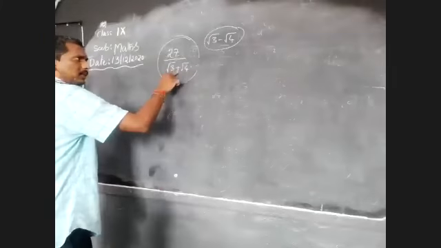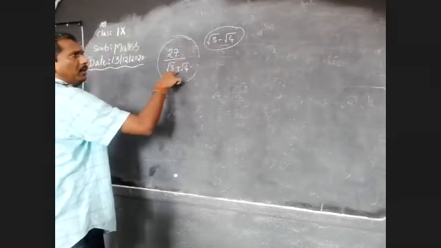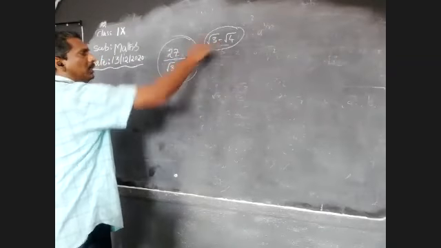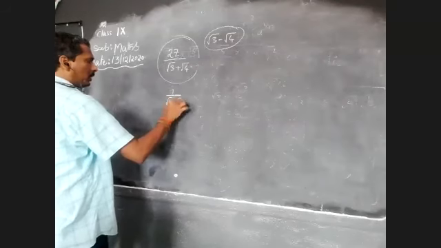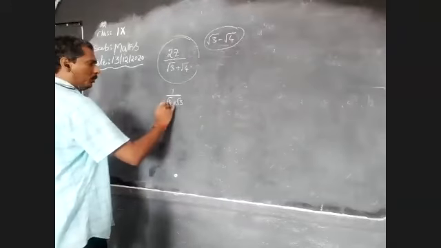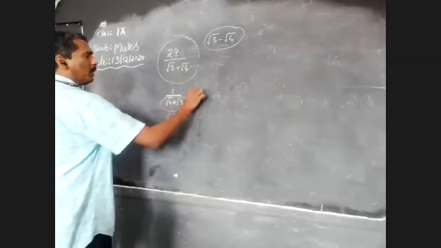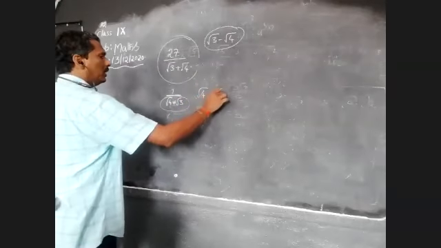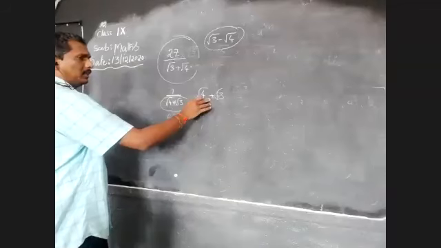If the plus is given, we change it to minus. Suppose like this is given: root 4 plus root 3. Then root 4 minus root 3 is the rationalizing factor. What is the rationalizing factor here? Root 4 plus root 3 is the rationalizing factor.